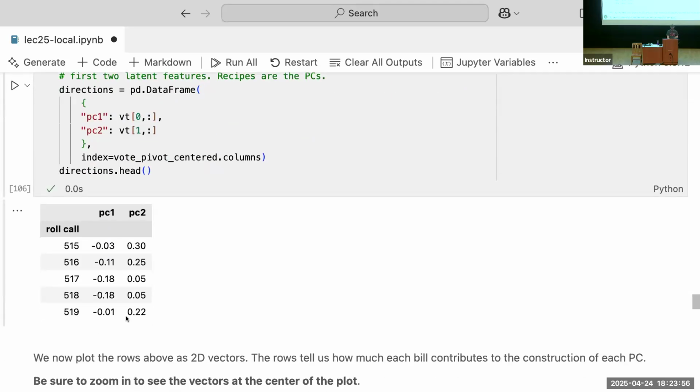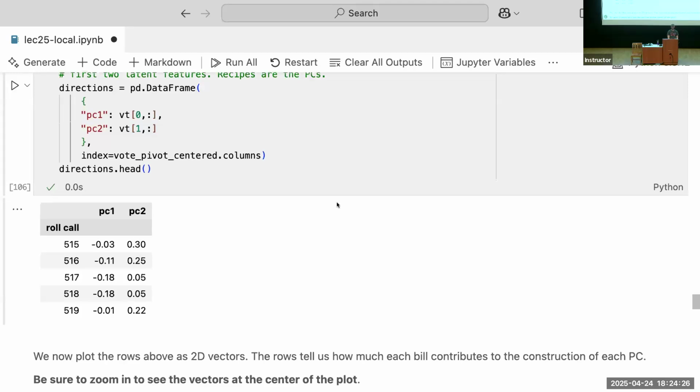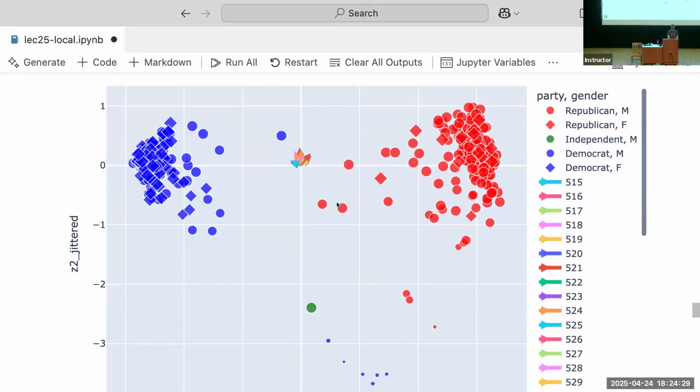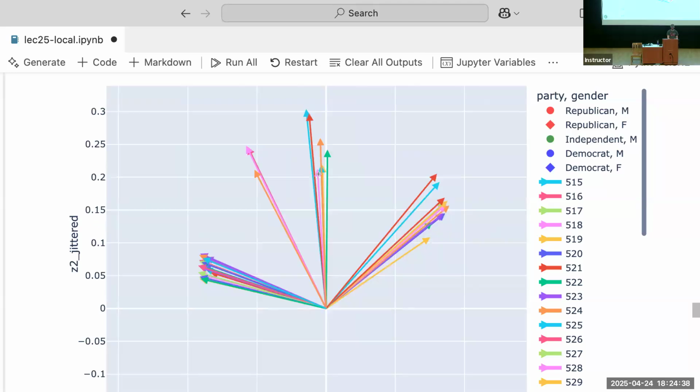So if we actually look at PC1 and PC2, this is what we plotted just before, where we looked at all the components of PC1. We actually have vectors hiding in front of us. In PC1 and PC2, the first element corresponds to the influence of bill 515 on PC1 and PC2. The second elements correspond to the influence of bill 516 on PC1 and PC2. Why don't we just plot these as vectors on our original plot? Let's plot them as vectors. If I just plot those vectors, they're kind of small. We can zoom in and see them. So let's zoom. I have to do this very carefully.